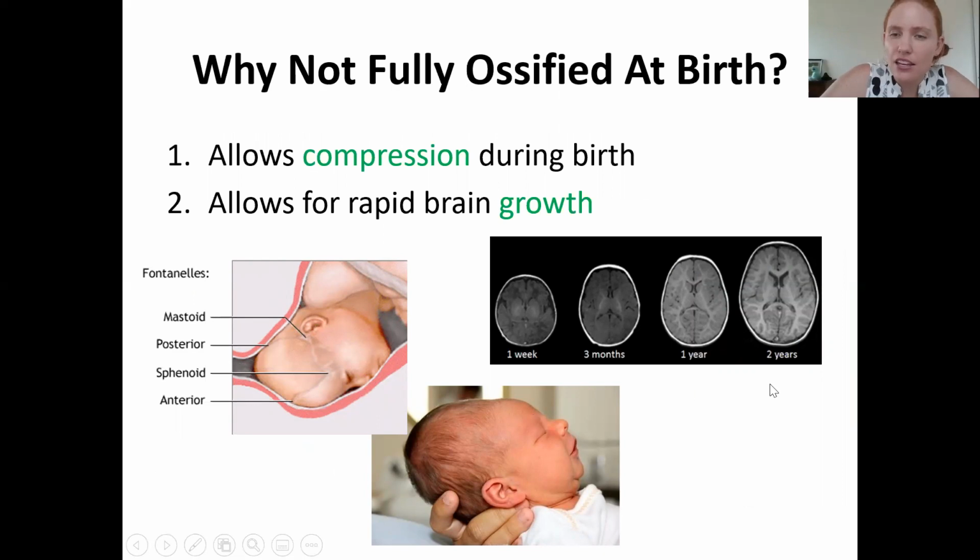And then the second thing is that within those first 2 years of development, the brain is going to grow very, very rapidly. And you never want to put pressure on the brain. That'll damage the brain tissue. So to allow for a little bit of breathing room, the fontanelles give some extra space and flexibility so that the brain is not damaged as it's growing very rapidly. Okay, so pretty nice thing. So the skull is not fully ossified at birth so that it can fit through and to allow the brain to grow.